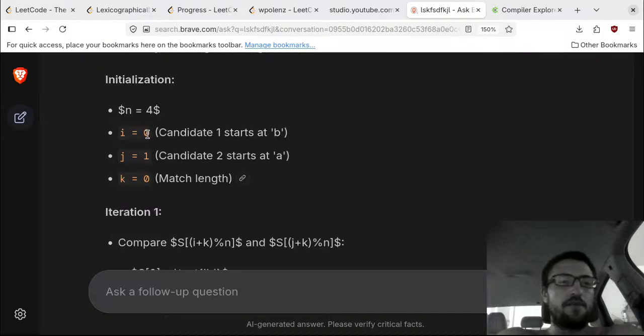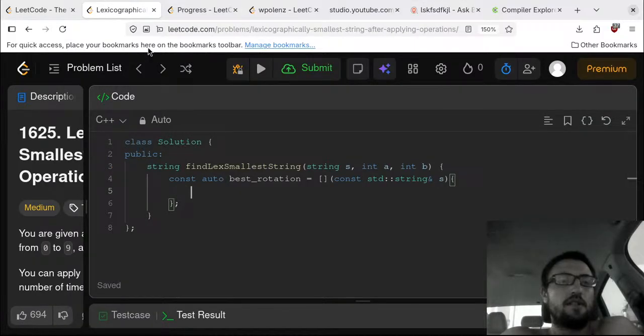So n equals 4, i is 0, candidate 1 starts at B, candidate 2 starts at A, and we have a match length. So i, j, and k. We'll do it that way. So we're gonna do ints. Really, you could use size_t, I think, but we're gonna use int. So int best is 0, j is 1, k is 0.